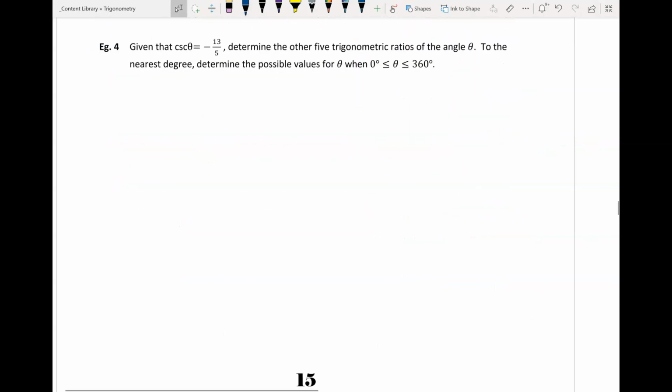Our very last example. Given that cosecant is negative 13/5, determine the other 5 trig ratios of the angle theta.